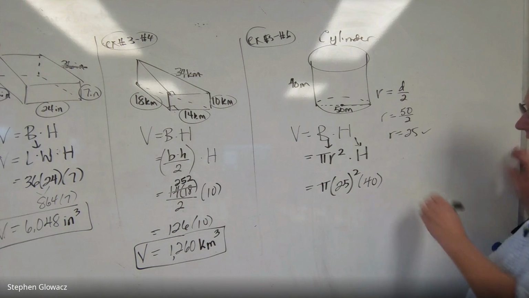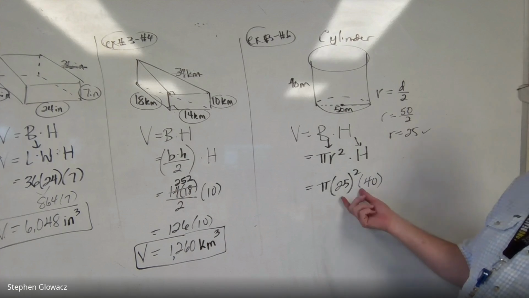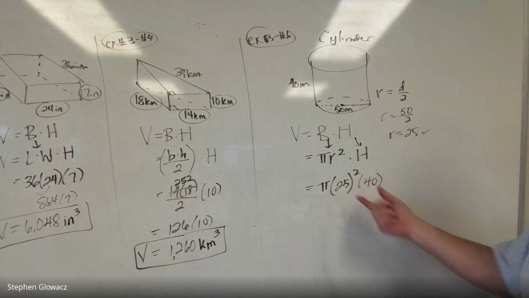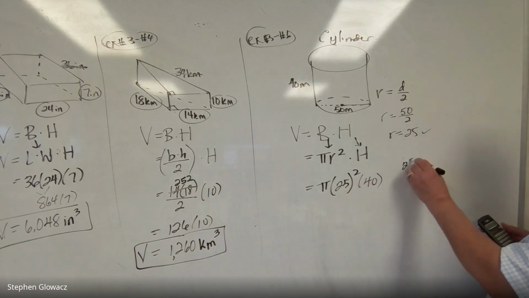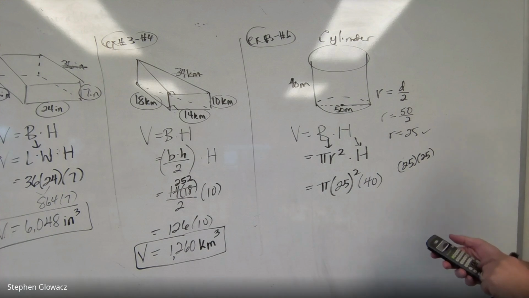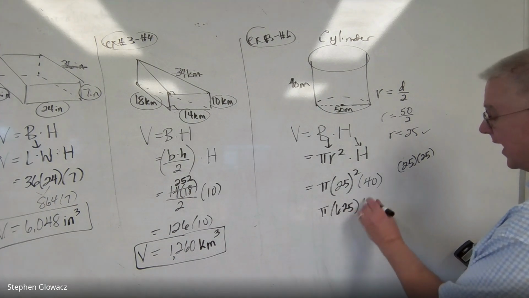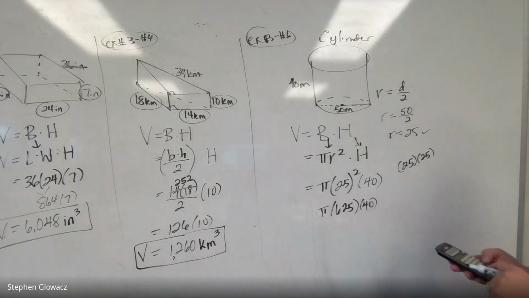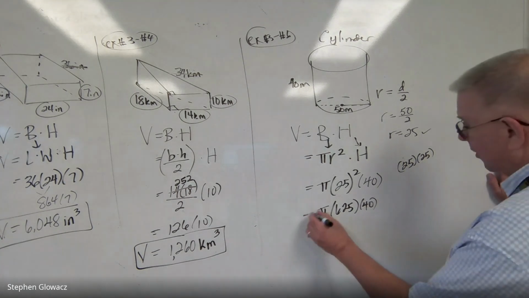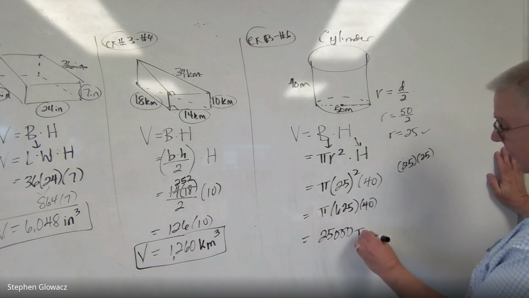And so now all we have to do is simplify this with our order of operations. And all we have going on here is just two things, the exponent and the multiplying. So our exponent, 25 squared. Now, what does 25 squared mean? It means 25 times 25, which is 625. And then times 40 gives us 25,000. So our answer, now we're going to put the 25,000 first, and then the pi.